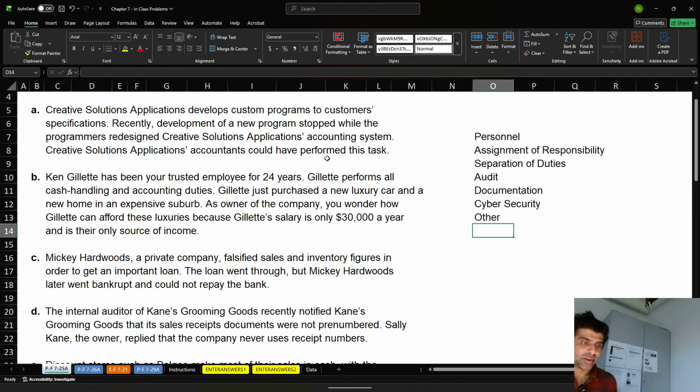Okay, the next one. Ken has been your trusted employee for 24 years. He performs all cash handling and accounting duties. He just purchased a new car and a new home. You wonder how he can do this, given that his salary is only $30,000 a year and it's his only source of income.